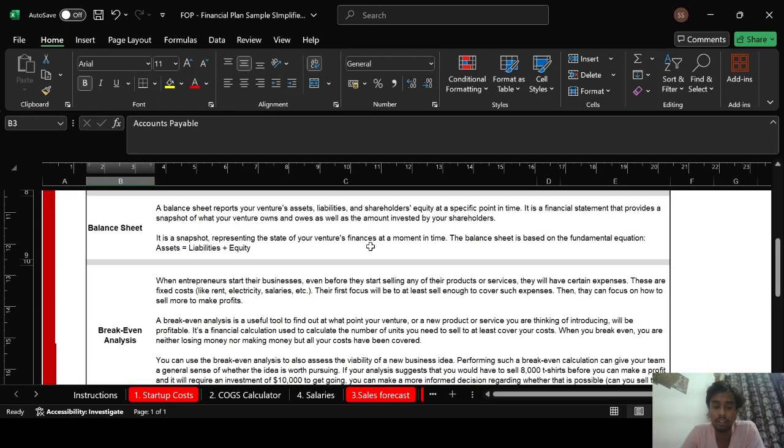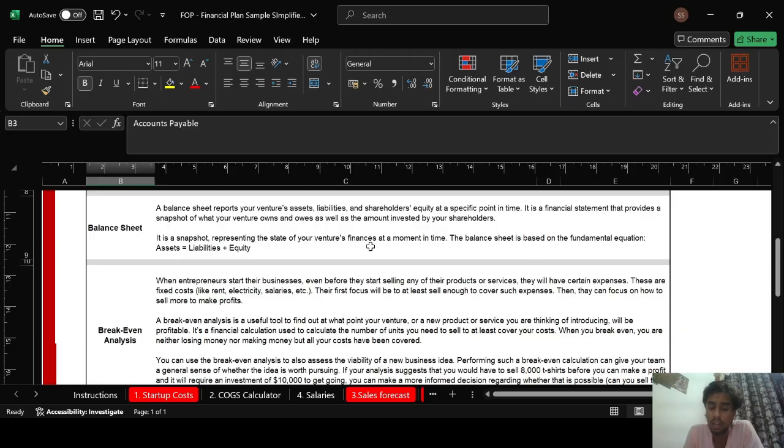Balance sheet. A balance sheet reports your venture's assets, liabilities, and shareholders' equity at a specific point in time. It is a financial statement that provides a snapshot of your venture, of what your venture owns and owes, as well as the amount invested by your shareholders. It is a snapshot representing the state of your venture's finances at a moment in time. The balance sheet is based on the fundamental equation: assets equal liabilities plus equity.